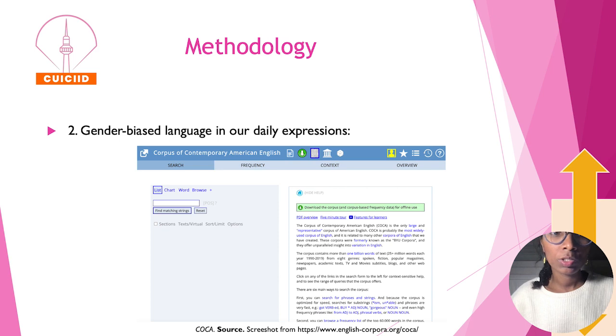And also, in order to investigate the prevalence of gender-biased language in our daily expressions, I made personalized searches in the Corpus of Contemporary American English, which encompasses a vast collection of over 560 million words derived from different text genres, including spoken, fiction, popular magazine, newspaper, and academic.